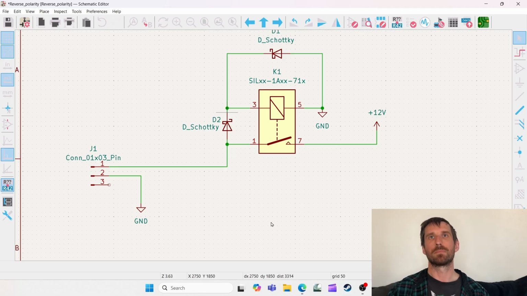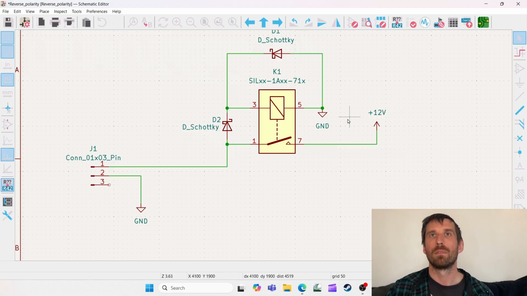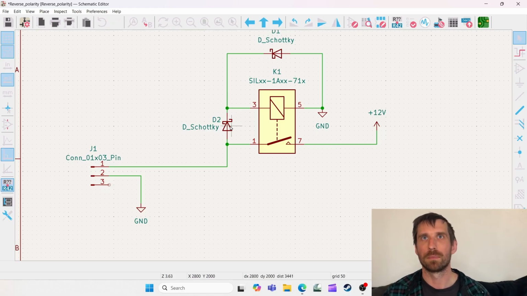So let's explain this. Normal operation, our 12 volt goes in here. We go through the Schottky diode. We go through the relay coil right here, and it energizes the circuit. Hence, our 12 volt flows to the rest of our circuit. Reverse polarity, 12 volt goes here, goes through our coil, I guess through our Schottky diode also. But it doesn't matter because it's blocked right here.